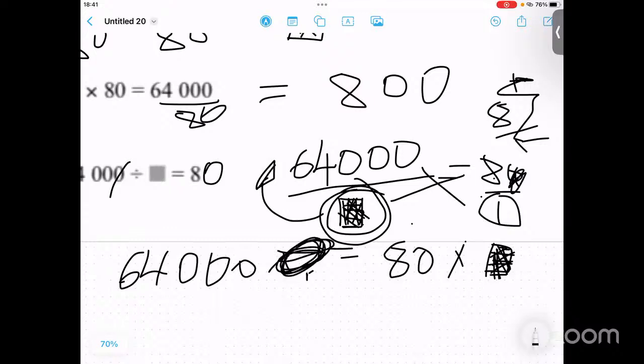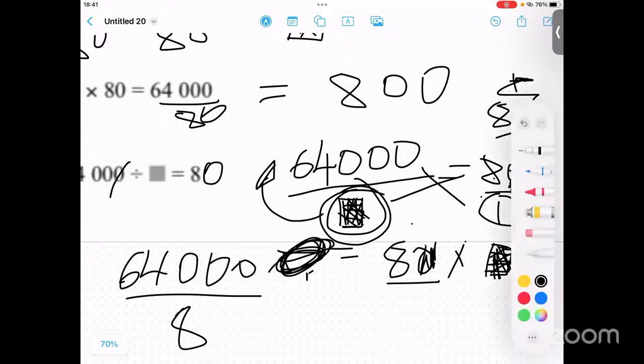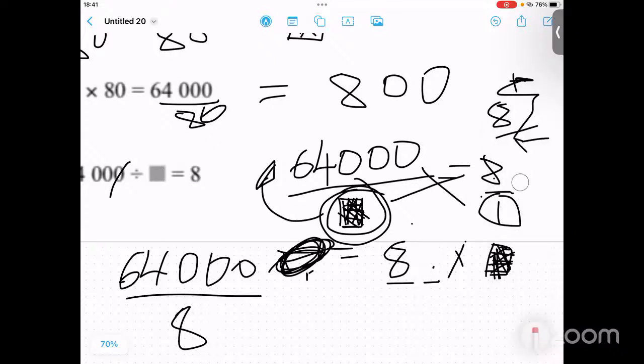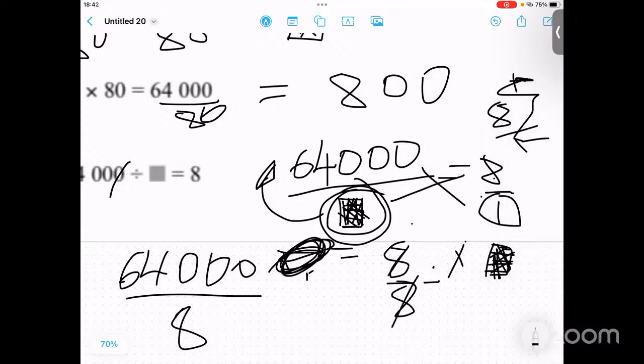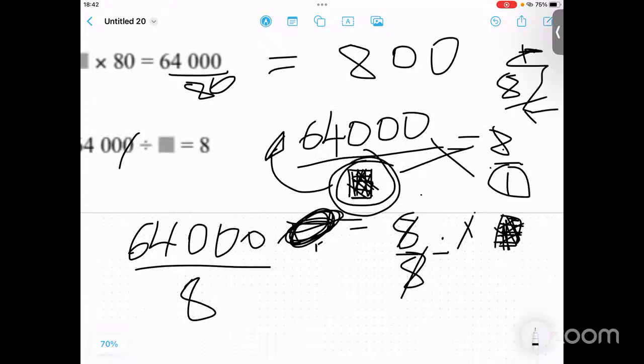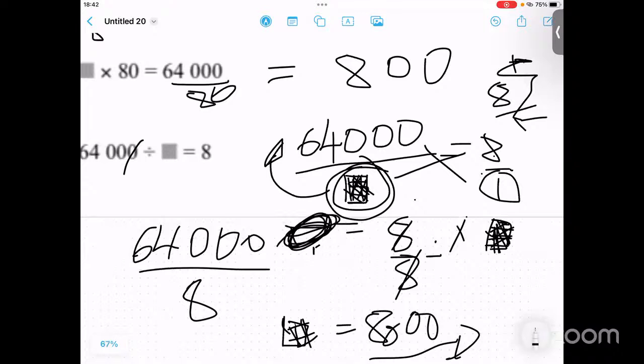So we can just cancel that. And then now to get rid of the 8, we're going to divide with 8. No, not 80, guys, it was 8. I made a mistake. The final answer here is this one, which is 8. So we are dividing with 8, but this 8 is going to cancel that one. So this unknown now is going to be equal to 8,000. And this is our final answer.